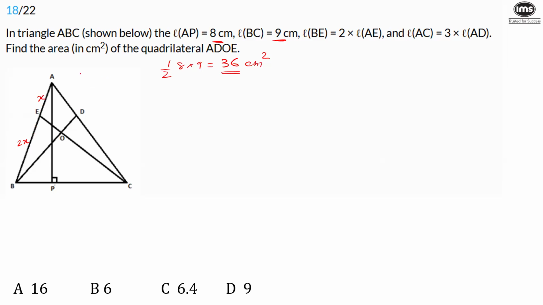Length of AC is 3 times AD. AC is the total length. If AD is Y, the total length AC is 3Y, which gives us DC as 2Y. So on both the sides, the two sides are divided in the same proportion, 1:2, 1:2. Basic proportionality theorem: if both the sides are divided in the same proportion, the segment ED has to be parallel to the base.